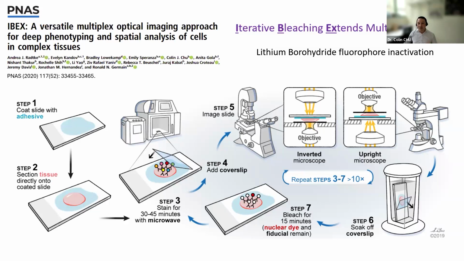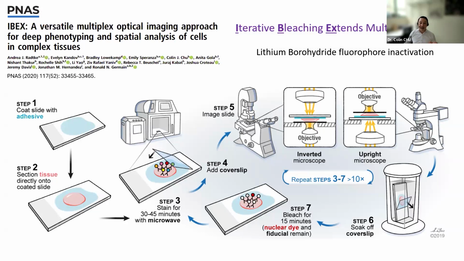Because it's flexible enough, we could do it on a confocal or a wide field microscope, inverted or upright. It's really very flexible. Take the image, remove the cover slip, and then the key bit here is bleaching the fluorophores. So this particular technique works by using lithium borohydride, which inactivates almost every fluorophore that we tested. So many of the Alexa fluors, for example, or others.